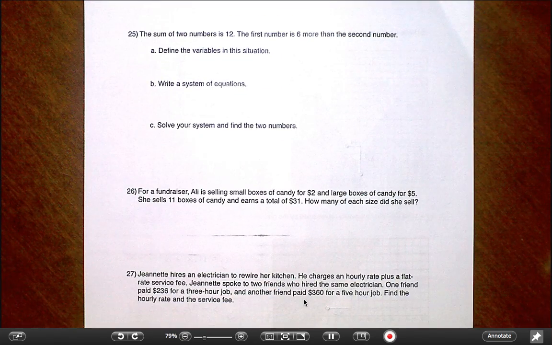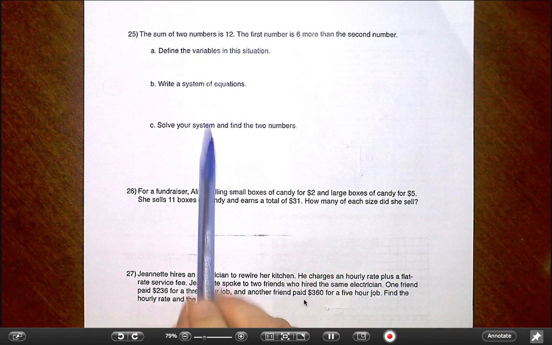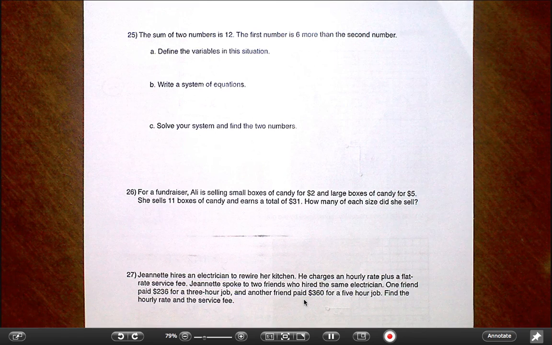Hi everyone, this is the last page of the Chapter 5 Exam Review packet, starting with number 25. This is where we get into all the word problems, and I know how much you all love word problems. And you'll see that 25 kind of steps you through the three pieces that I would hope you would do with any one of these problems.